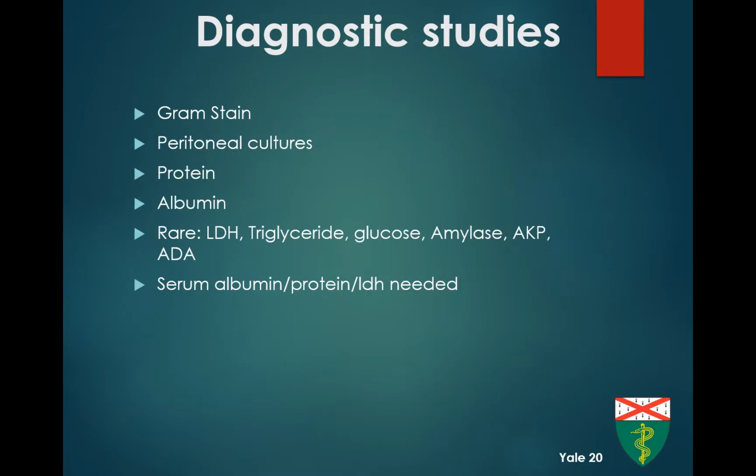It's helpful to send acidic fluid for gram stain, culture, protein, and albumin. In certain circumstances, it may be helpful to have other tests, including lactate dehydrogenase, triglycerides, glucose, amylase, ADA, and alkaline phosphatase. It's important to remember that serum albumin, protein, and LDH may also be needed.